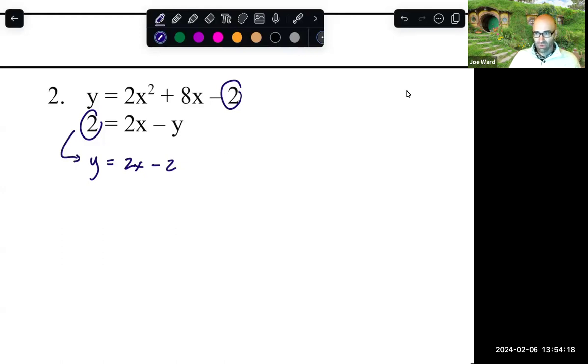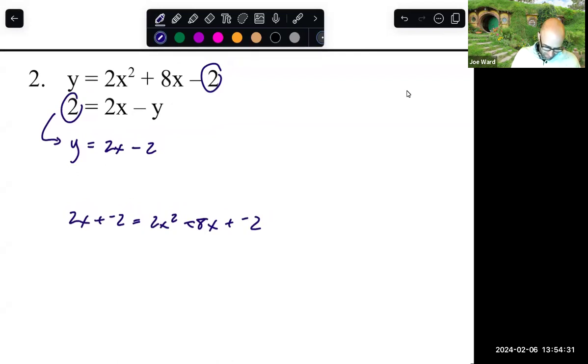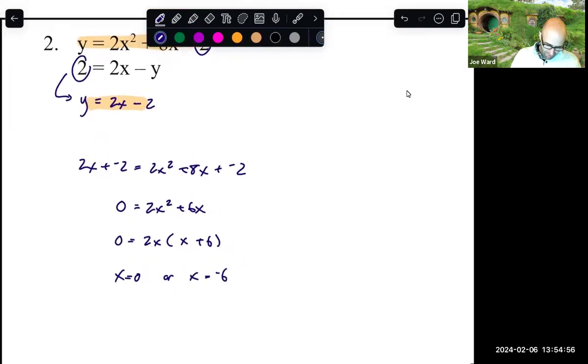And now, right, we'll use substitution or the transitive property to say 2x plus -2 equals 2x squared plus 8x plus -2, right? So both of those two expressions, I'm going to highlight these, are equal to y, so they have to be equal to each other. And 0 then equals 2x squared plus 6x. The -2's will cancel out. Take out a 2x, and you get x plus 6, which means x is equal to 0 or x is equal to -6.